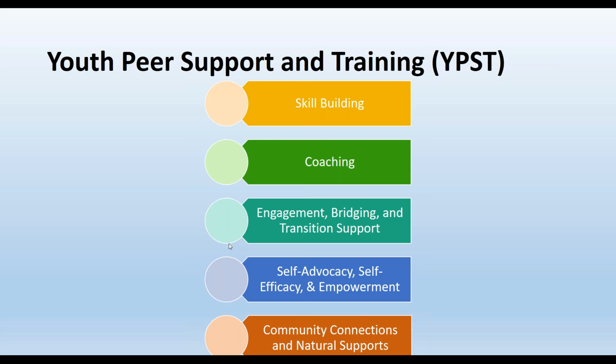Engagement, bridging, and transition support, again, similar to the family peer support services. Act as a peer partner in transitioning to different levels of care and into adulthood. Help the young person understand what to expect and how and why they should be active in developing their own personal plan and natural supports around them within their natural environment, their home, their community. Self-advocacy, self-efficacy, and empowerment is developing, linking, and facilitating the use of formal and informal services, serving as an advocate, mentor, or facilitator to resolve issues, and helping young people develop self-advocacy skills and make independent choices.